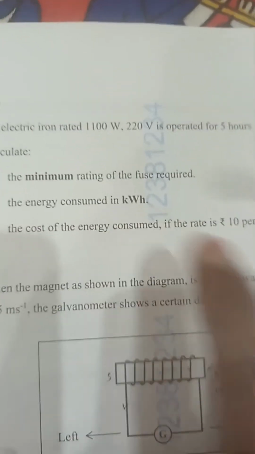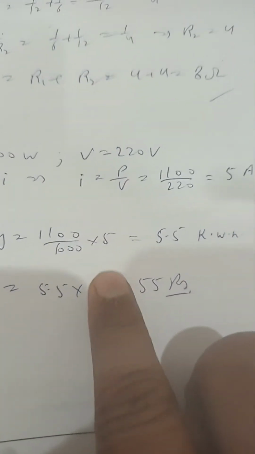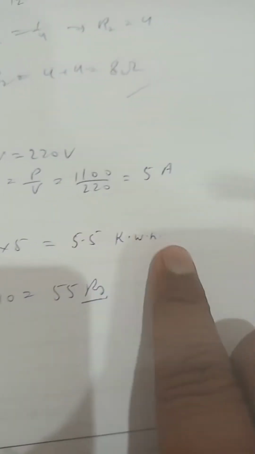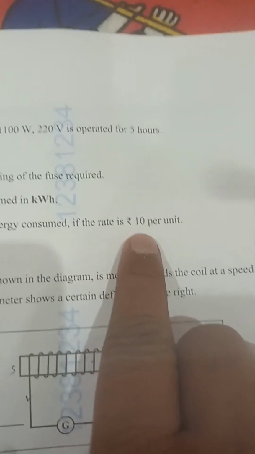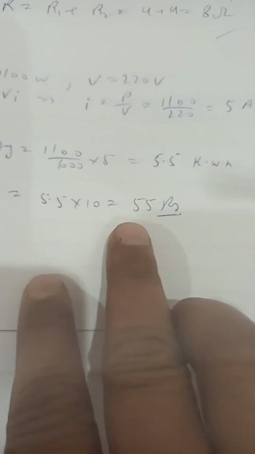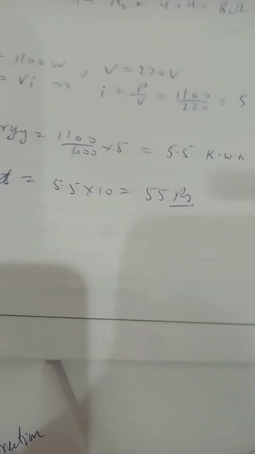Energy consumed in kilowatt hour. So energy equals power, which they have given in watt. For kilowatt, divide by 1000, so 1100 upon 1000 into 5. So 5.5 kilowatt hour. Now the cost of energy consumed if the rate is rupees 10 per unit. So cost equals total units into rate, that is 55 rupees.